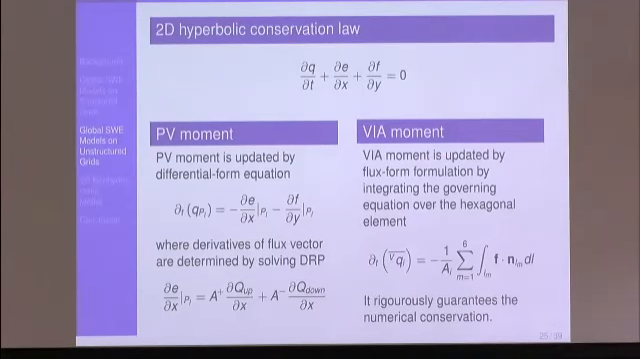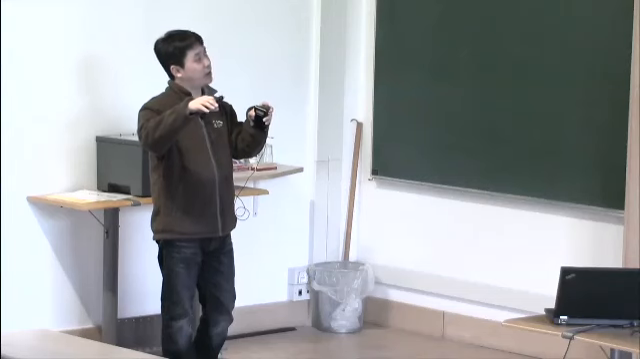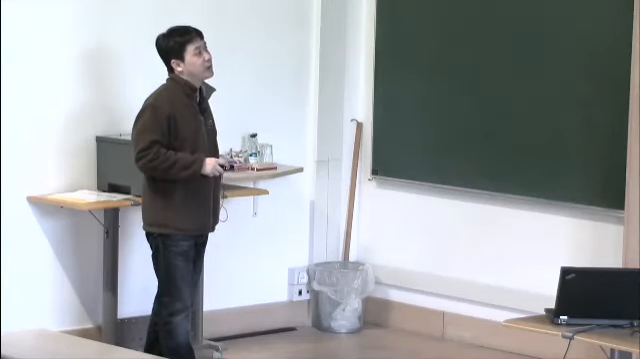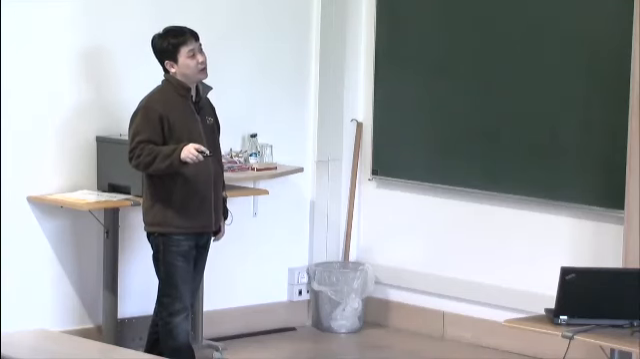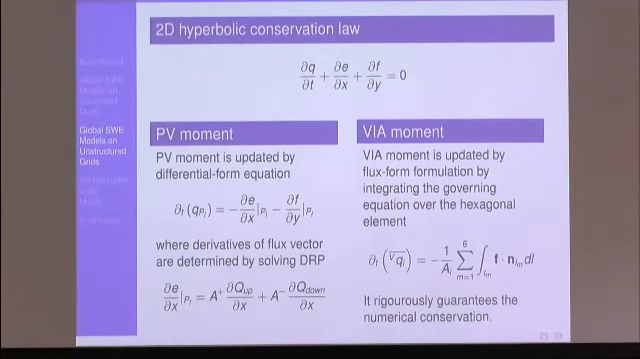Okay, the VIA moment is updated by a flux form formulation. It is obtained by integrating this governing equation over the hexagonal element, so it guarantees numerical conservation. After integration, we obtain this formulation. So we need to calculate it here: the line integration of the flux vector along the boundaries of the element.